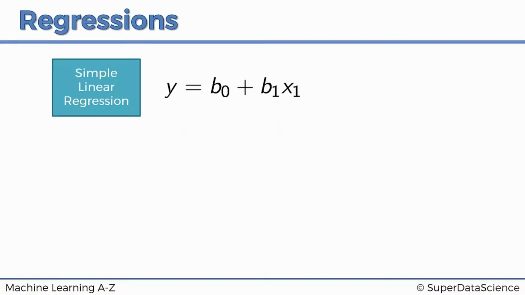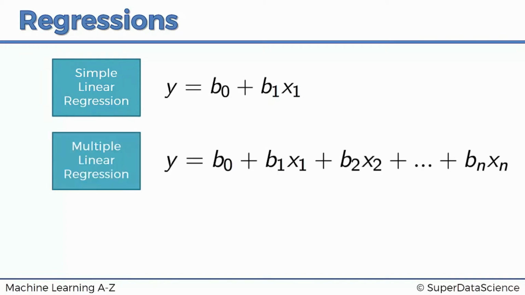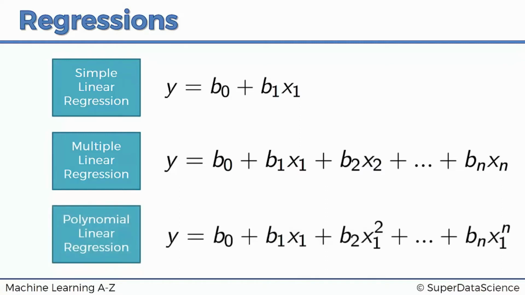We already know a couple of types of regressions. We know the simple linear regression, which we can see over here. Then we've also discussed the multiple linear regression, which is written out over here. And finally, we've got the polynomial linear regression, which is written out here.